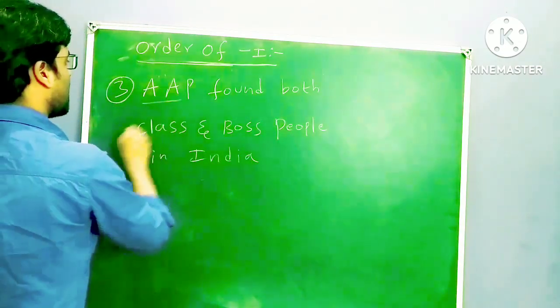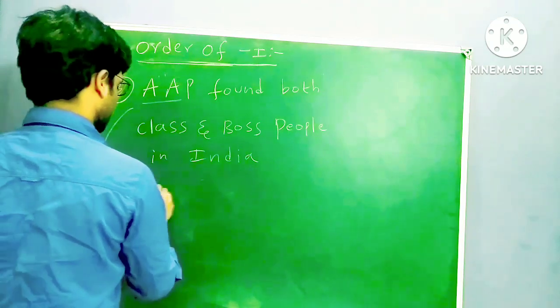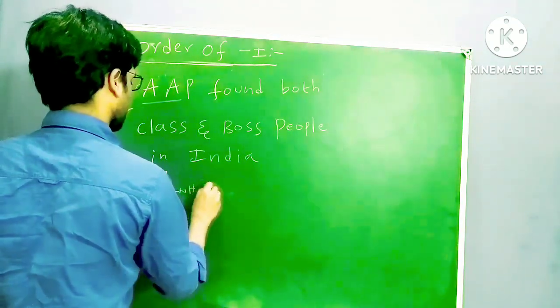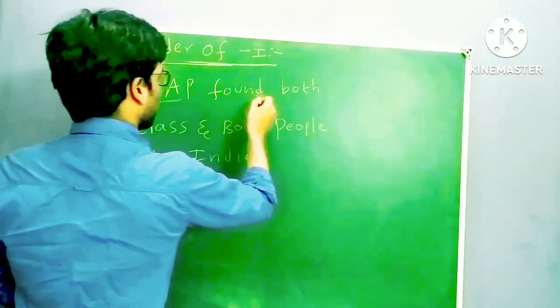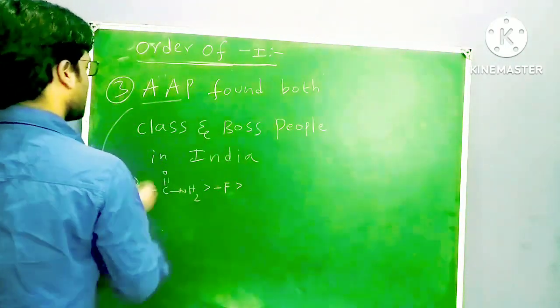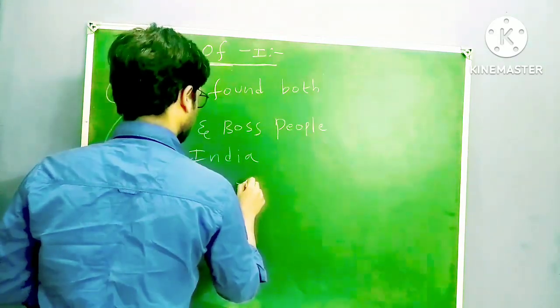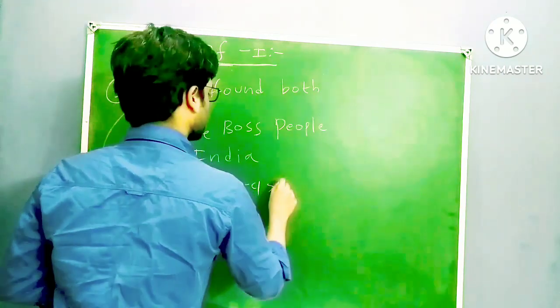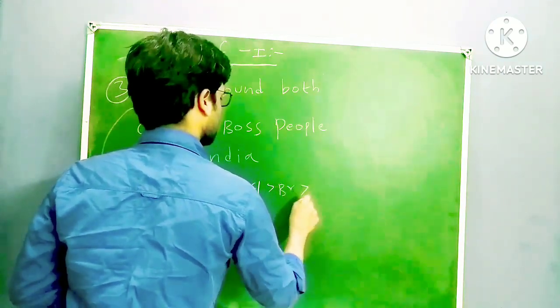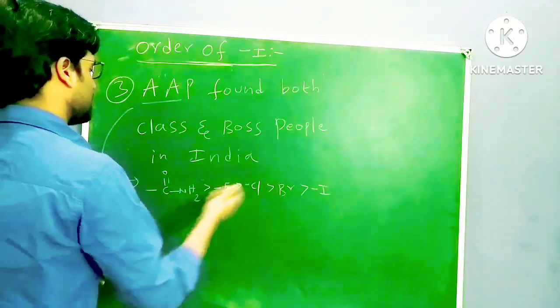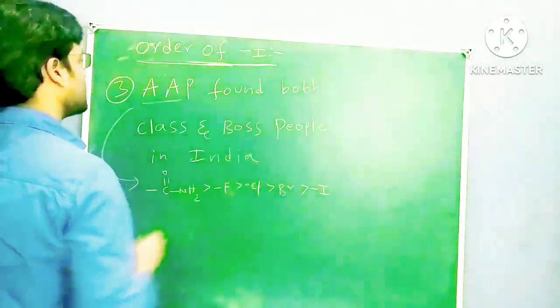Here Aam Aadmi means acid amide, CONH2. Next, found means fluorine. Next, class means chlorine. Next, boss means bromine. India means iodine. You know fluorine, chlorine, bromine, iodine, electronegativity. So here CONH2, fluorine, chlorine, bromine, iodine.